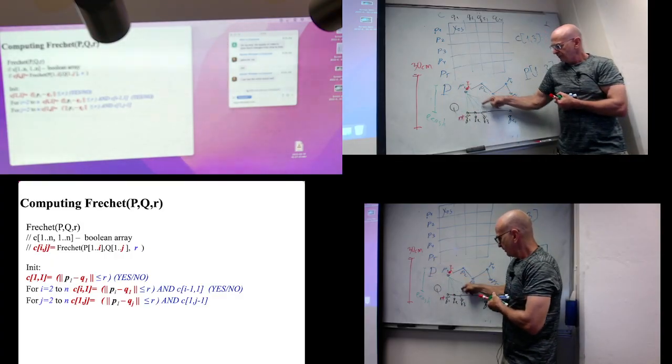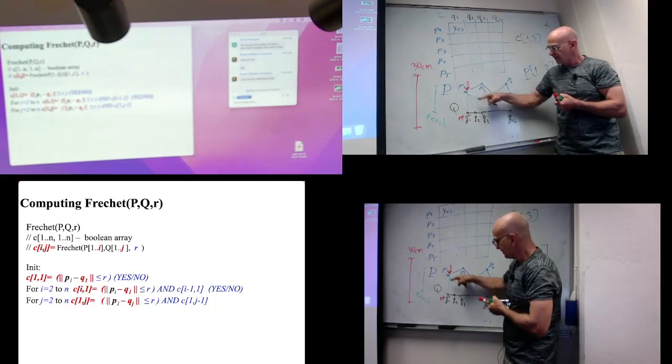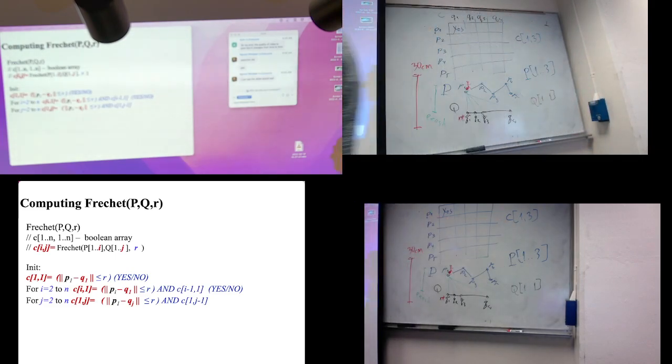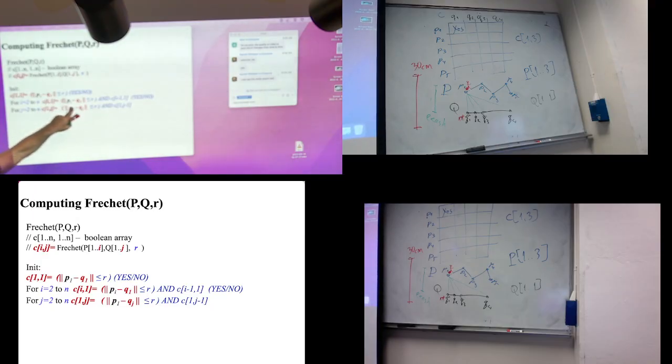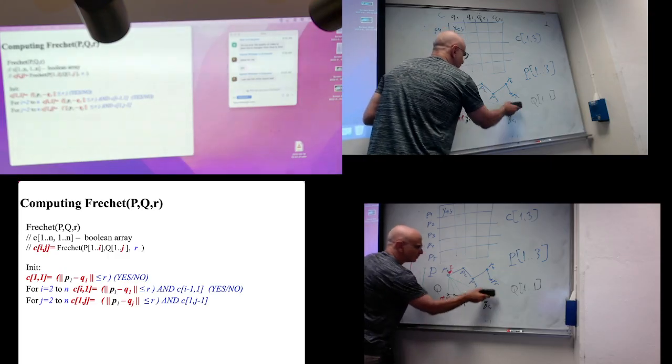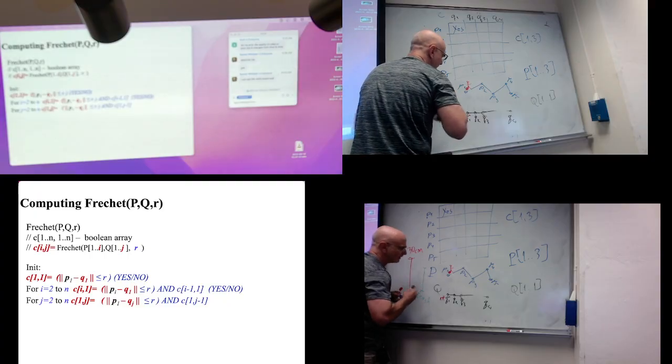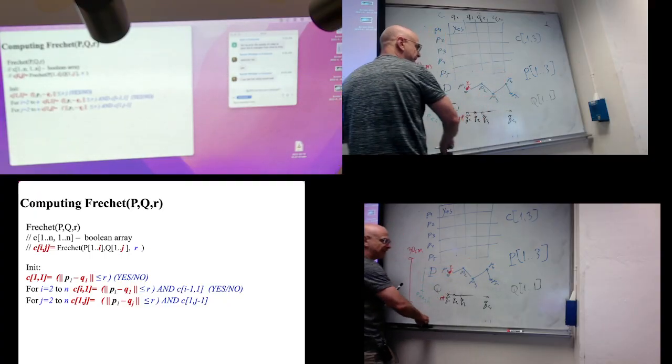So in particular, a necessary but not sufficient condition is that the distance from P1 to Q3 will be at most R. I'm sorry, I got it wrong. Well, the dog that is stuck to Q1, and I'm looking at P3, 1.